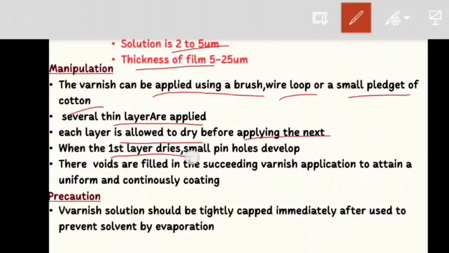When the first layer dries, small pinholes develop. These voids are filled in the succeeding varnish application to attain a uniform and continuous coating. Now, the precaution is, you will remember, the bottle should be tightly closed to prevent evaporation.